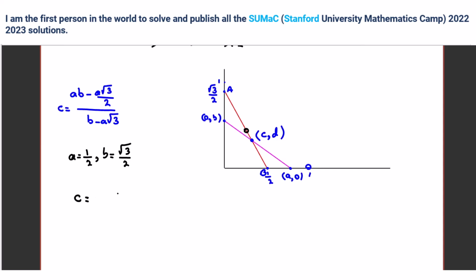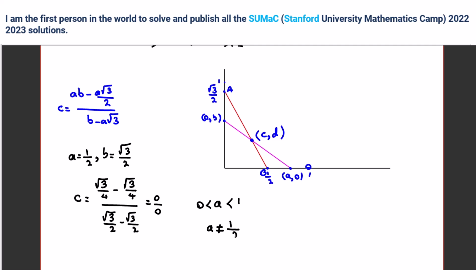Then in this case, C is equal to what? Root 3 over 4 minus a root 3 over 4, over b minus root 3 over 2, which is root 3 over 2 minus root 3 over 2. It's 0 over 0, right? It's undefined, but we know it would be this line, and we don't need to check that line, right? So without loss of generality, we can consider a strictly between 0 and 1, because again we know a is between 0 and 1, and a is not equal to 1/2.